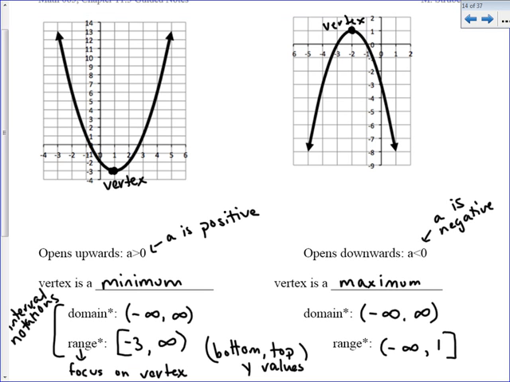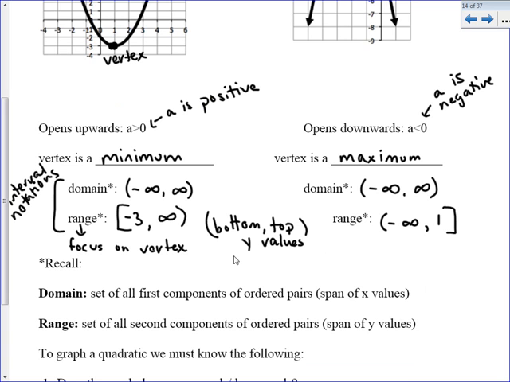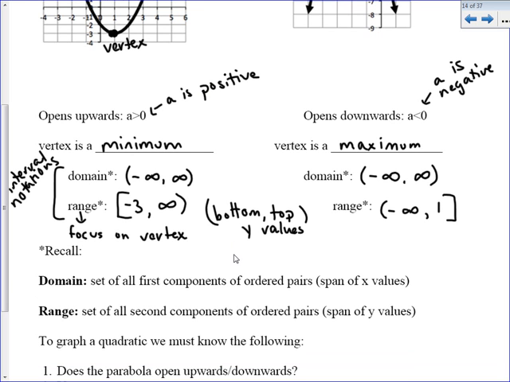And that's the difference between opens upward and opens downward. So if it opens upward, we have a minimum. That's where we start our range. If we have it opening downward, since it goes down forever, we start at negative infinity and then we go up to our maximum, which is our vertex. So the vertex will always come into play when you're looking at the range. And we'll get more of those on Friday when we graph. Any questions so far?